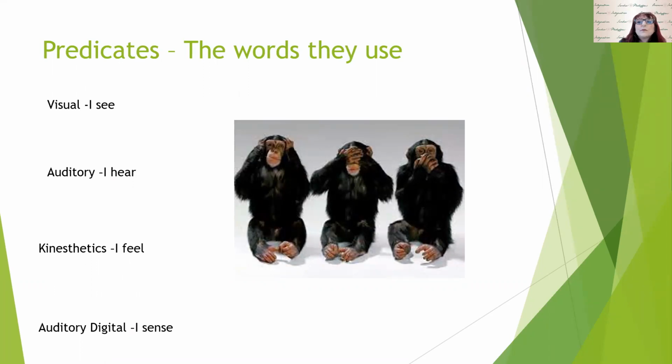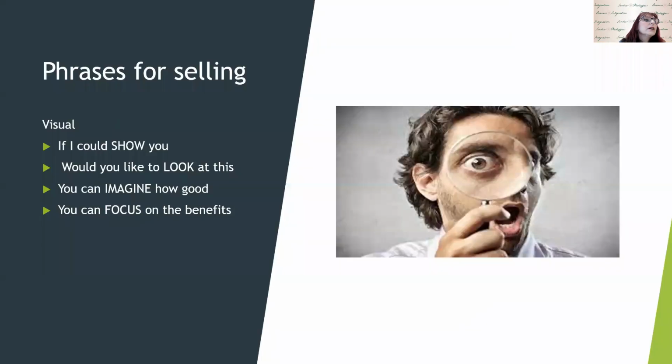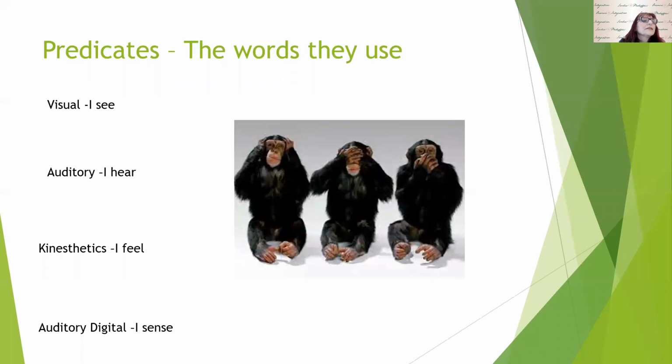Visual predicates, people will talk about I see, I look. Oh, go back to this slide, sorry. Auditory predicates will be things like I hear, I listen. Kinesthetic would be I feel, and they're very much about feeling everything, that feeling that gives me, things like that. And auditory digital is I sense, I think.